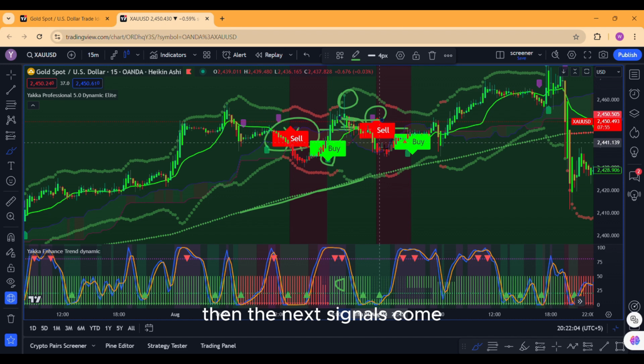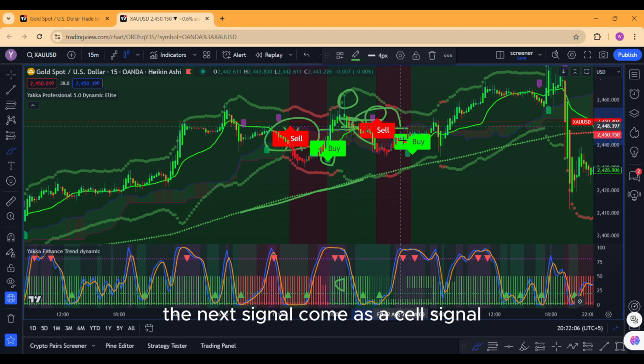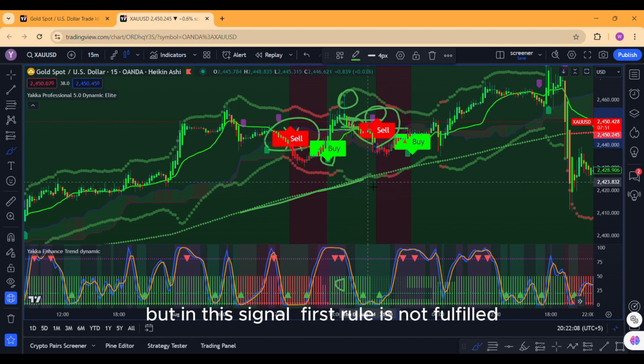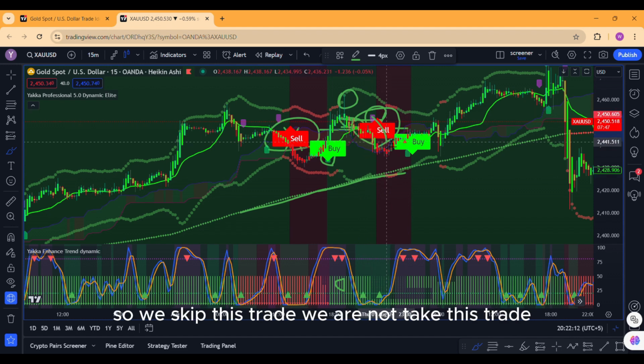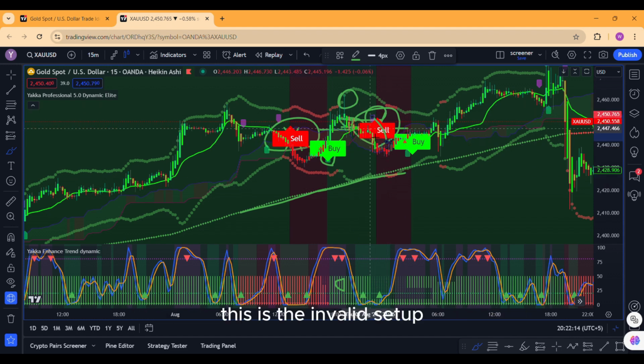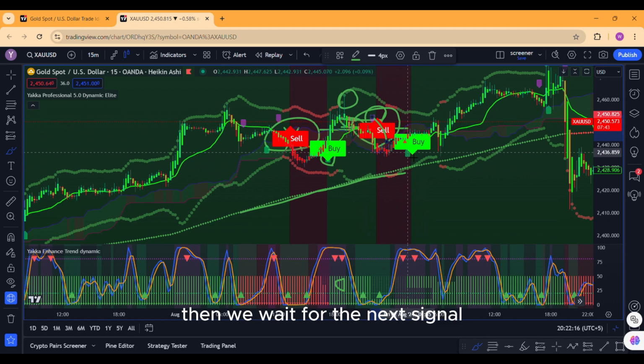Then the next signal comes. The next signal comes as a sell signal. But for this signal, the first rule is not fulfilled. So we skip this trade. We do not take this trade. This is an invalid setup. Then we wait for the next signal.